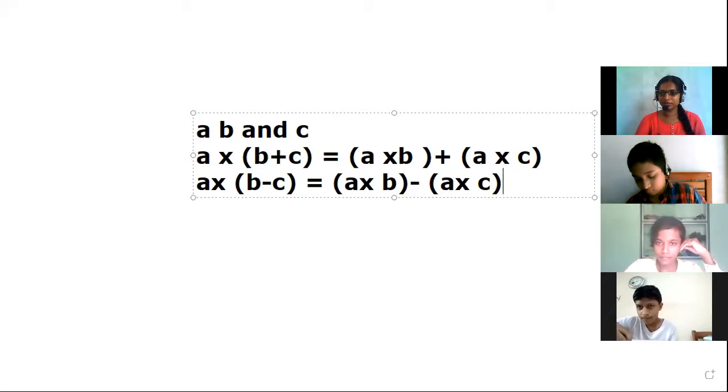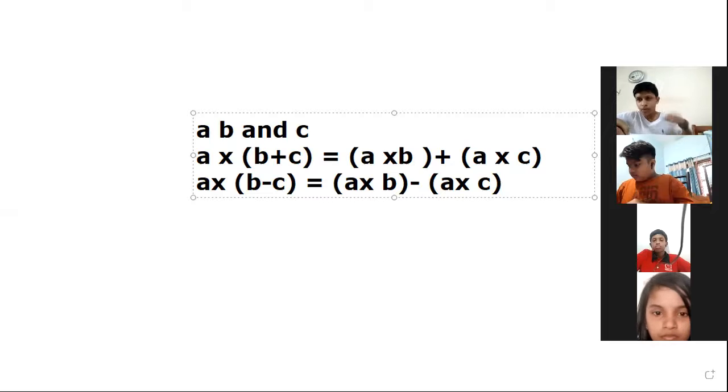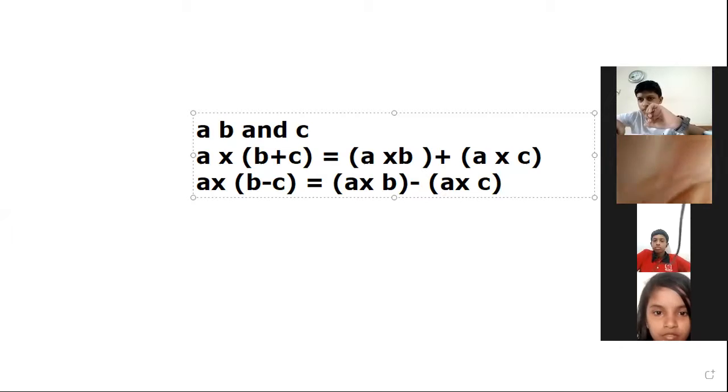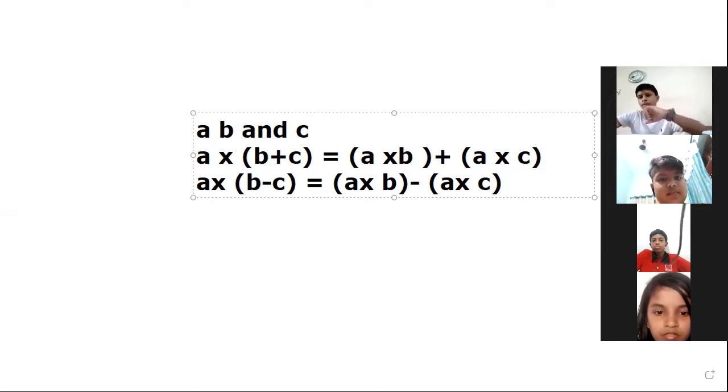Anybody? Please unmute and say, do you have any doubt? No. What about others? Sridev, Alan, and Maria. Do you have any doubts? No, miss. Okay. What about Anne Maria?